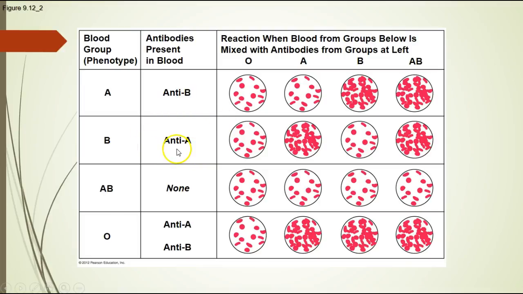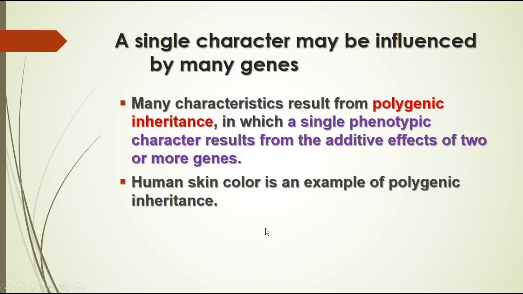Same thing happens with B blood. B blood has anti-A antibodies, which will work against type A and type AB because both of those have the A antigen. Type AB blood doesn't have any antibodies against either one of those because it has both antigens present on its blood cells, and so therefore type AB blood can receive blood from any donor. And then type O blood has both antibodies because it doesn't have either one of the antigens, and therefore the only type of blood that a person with type O blood can have is type O blood. And we'll talk more about how this works in class, in reality.